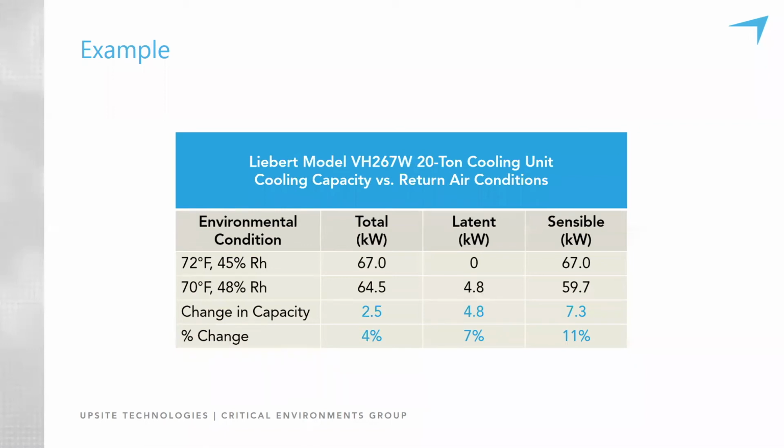And since there's no more condensation occurring on the coils, there's no cooling capacity consumed by that latent heat. And all of the capacity is sensible at 67 kilowatts. So that's an 11% increase in the sensible cooling capacity of that cooling unit with just a 2-degree change in return air temperature.